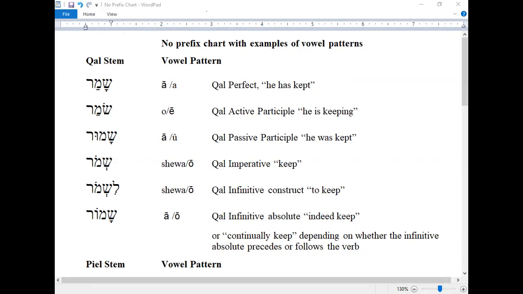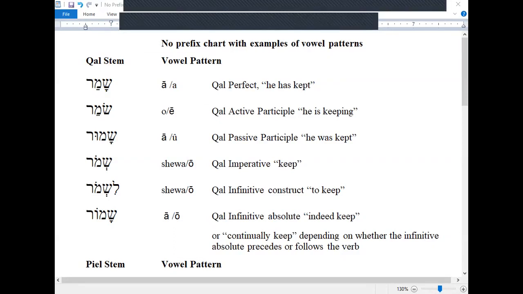It's the same verb that Weingreen uses for the perfect. And notice the vowel pattern for the Qal perfect is an A vowel pattern, a long A, qamets, followed by a short A, patach. And that's the Qal perfect, he has kept. And that's the vowel pattern for the Qal perfect without any suffixes or prefixes.